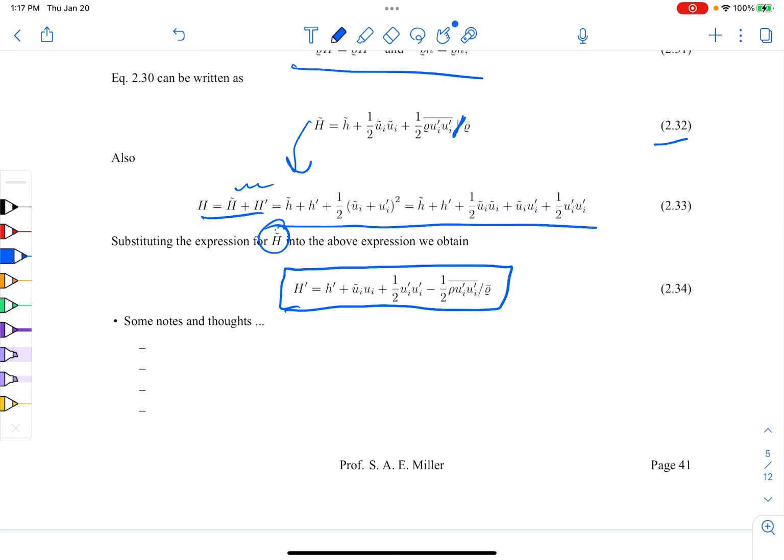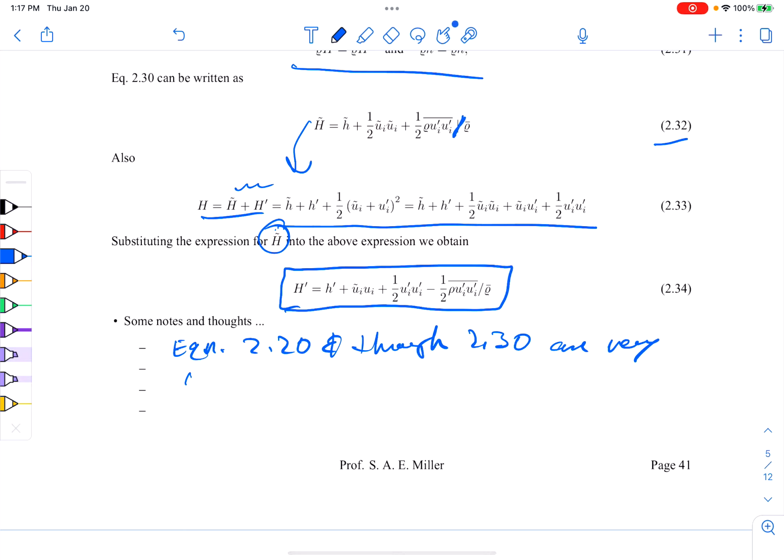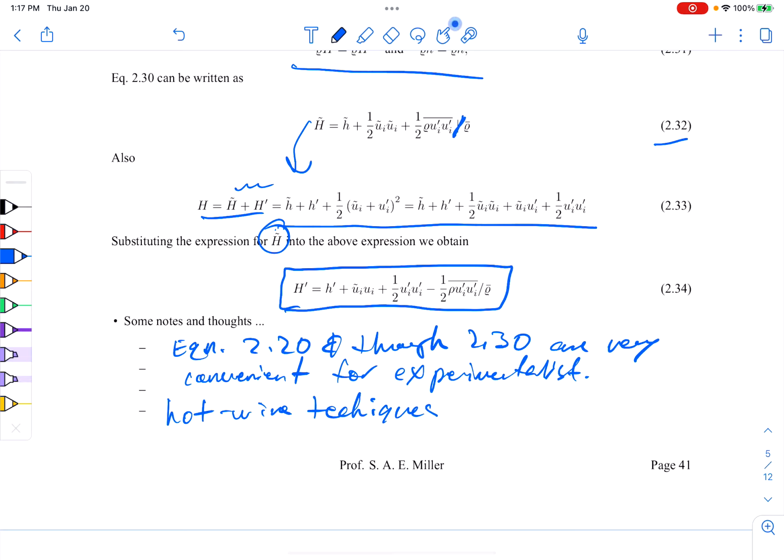So why do we do all that? I just want to point out a few things. First of all, what's useful is that equations 2.20 through 2.30 are very convenient for experimentalists. And that's part of the reason this approach was chosen. Because if you do this mass averaging, a lot of people would argue that the measurements I take in the wind tunnel aren't mass averaged. Well, it's true that in compressible flows, some of them are. For example, some hot wire techniques will be directly compared to rho u_i prime and temperature.